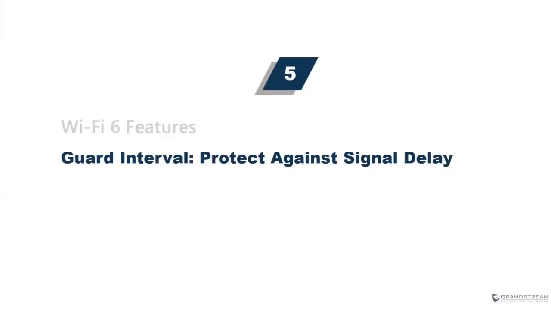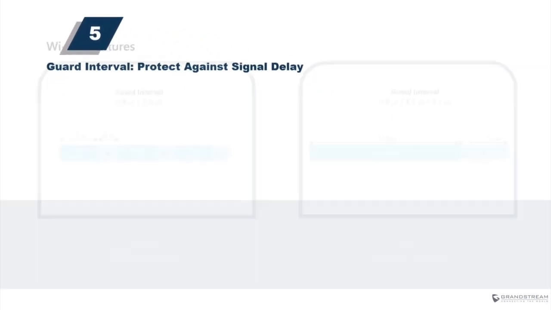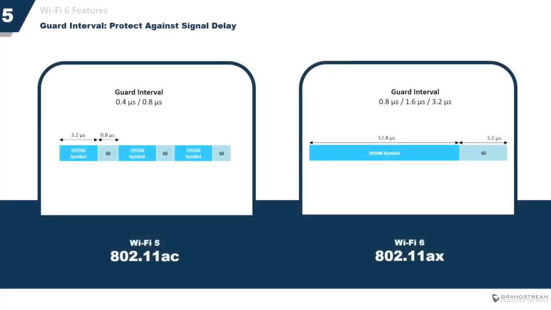Wi-Fi 6 also introduced longer guard interval options to protect against signal delay. Guard interval is a feature that you have probably seen in the access point configuration. Let's briefly explain what it is and what it does. A guard interval is a period of time between symbol transmission. In 802.11ac, the access point will transmit a symbol and pause for 0.8 microsecond to allow the client to receive and process the symbol before sending a new symbol.